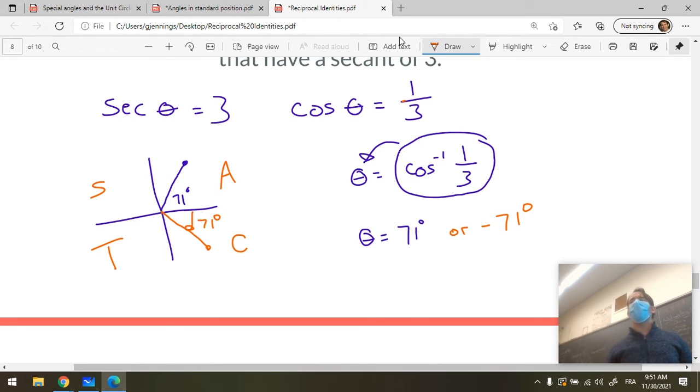If I said give me a positive angle, what would that be? 289. 289. 360 minus that. And why is it 360 minus that? Because this angle is 360 degrees minus 71 degrees. Okay, so that would be 289 degrees.